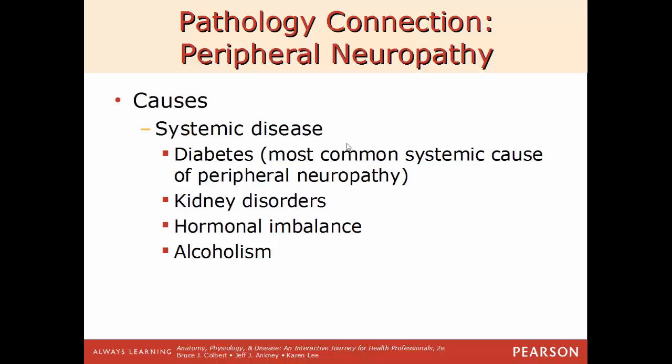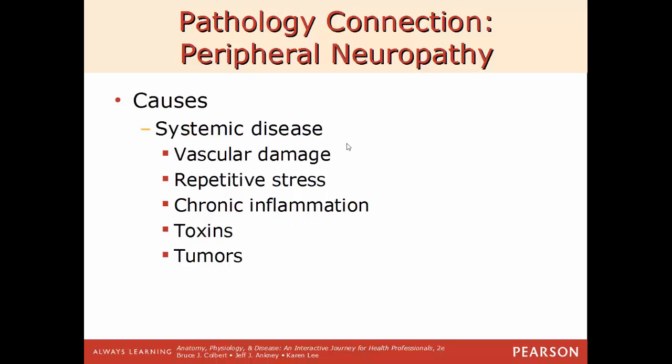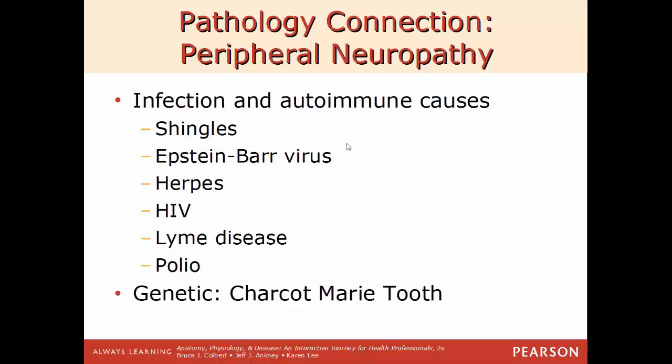Other systemic diseases that can cause this condition: kidney disorders, hormonal imbalances, alcoholism, vascular damage, repetitive stress, chronic inflammation, various toxins, tumors. All these are examples of systemic diseases that can lead to peripheral neuropathy. This can also be caused by infections and some autoimmune conditions, such as shingles, Epstein-Barr virus, herpes, HIV, Lyme disease, polio. Another potential cause for peripheral neuropathy is a genetic cause called Charcot-Marie-Tooth disease, or CMT.